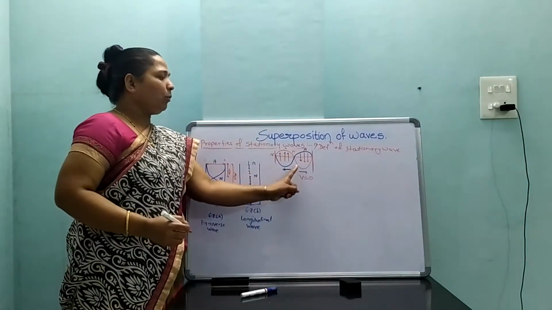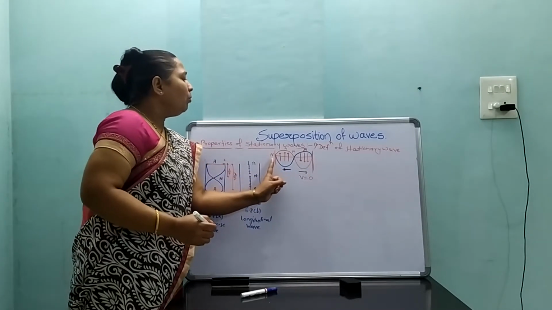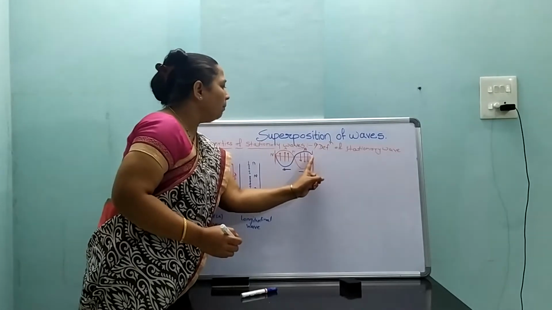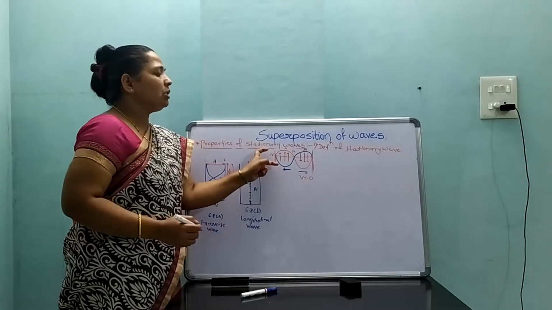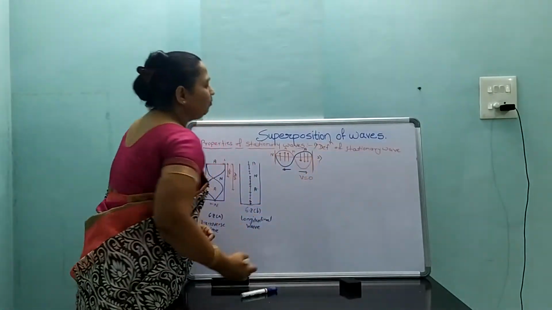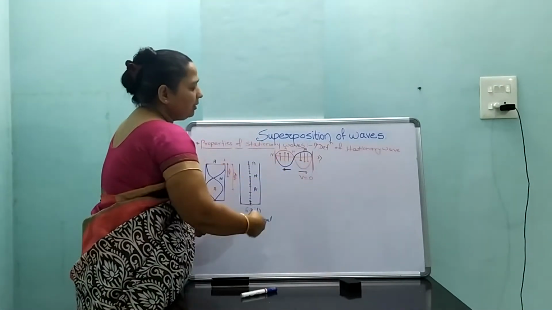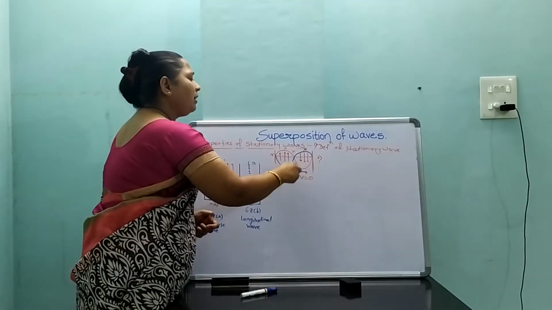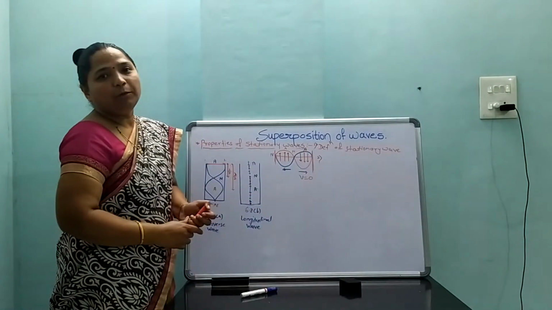Two identical progressive waves moving along the same path but in opposite directions form a stationary wave. That is the first property. The second property is that the two identical waves considered may be either transverse or longitudinal waves.